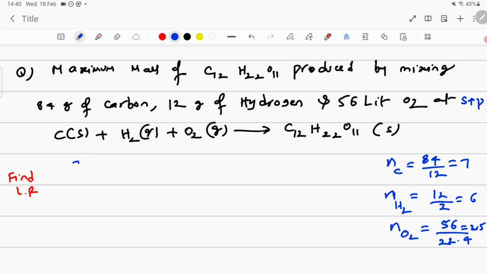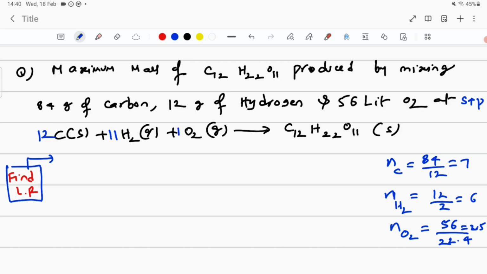How to find LR? Given moles of carbon, how many? 7, with stoichiometric coefficient 1. Given moles of H2, how many? 6 moles, stoichiometric coefficient 1. Sorry, the reaction is not balanced, right? If the reaction is not balanced, you have to balance it. Observe the reaction; it is not exactly balanced, so we need to balance it. 12 carbons. Hydrogens, how many will you get here? 22 hydrogens and 11 oxygen atoms.